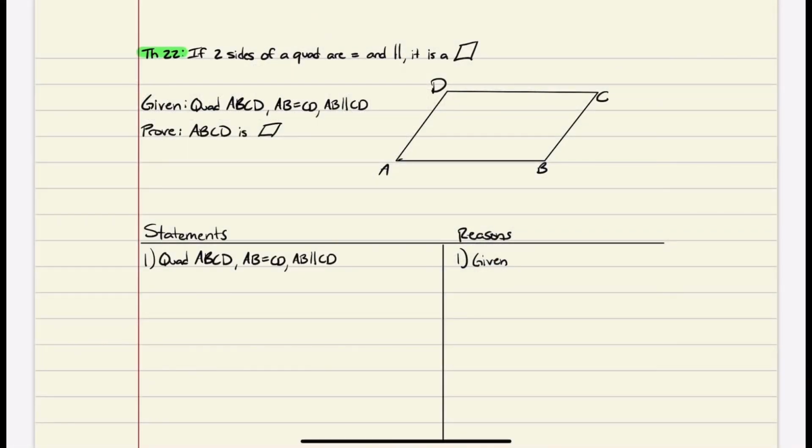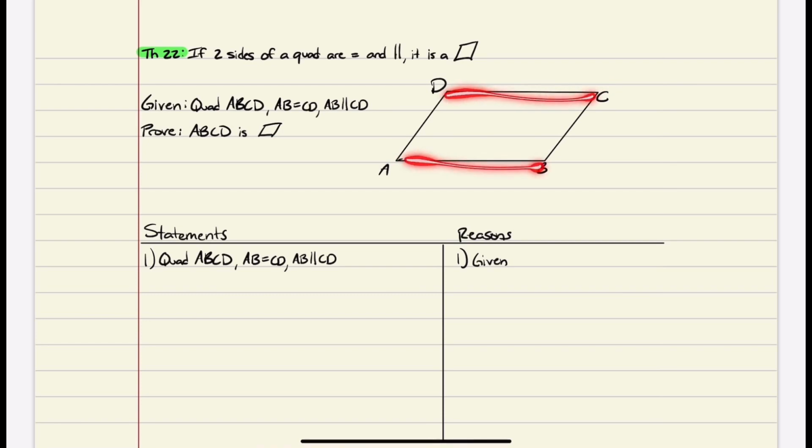Theorem 22. If two sides of a quadrilateral are equal and parallel, it is a parallelogram. New theorem here that's not necessarily a converse of what we've learned thus far, but this is what it's stating, that two sides are equal and parallel. Can't necessarily choose adjacent sides because you can't have parallel lines that are adjacent in a quadrilateral. That'd be very difficult. And so obviously we choose opposite sides.